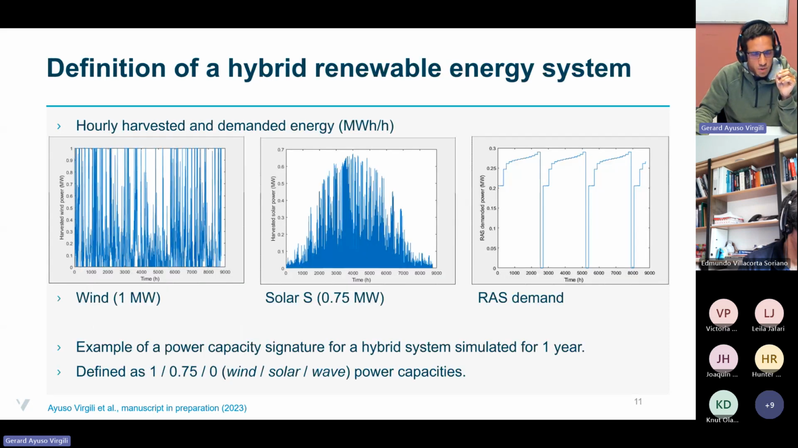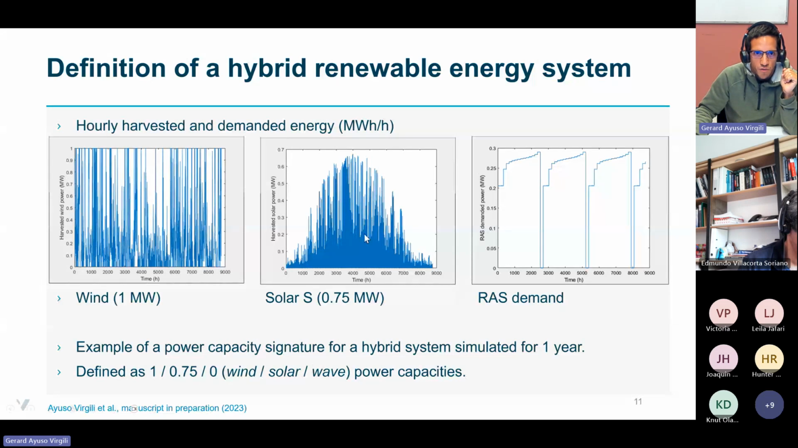Now I can jump into an example because we need to see what the energy storage need for a system is. And this is the key point of this project. So I'll show you an example first, and then we'll see some sample results. Let's say we have a hybrid with 1 megawatt of wind and 0.75 megawatt of solar in configuration S. This is what the power harvesting would be for 1 year. This is just simulated for 1 year, just to show how it will work.